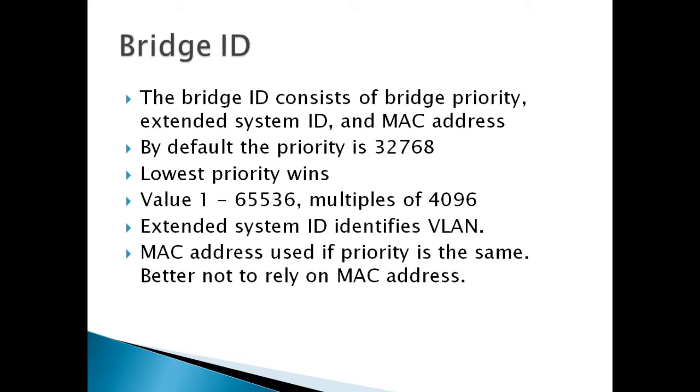Bridge ID. The bridge ID consists of bridge priority, extended system ID, and MAC address. By default the priority is 32,768. Lowest priority wins. Values range from 1 to 65,536, in multiples of 4096. Extended system ID identifies the VLAN. The MAC address is used if the priority is the same. Better not to rely on the MAC address.